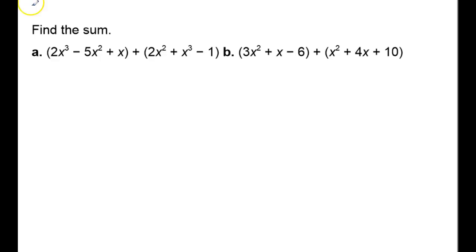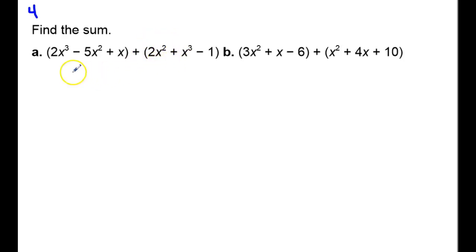So here we're going to start finding the sum and difference, right? We're going to be adding and subtracting. So find the sum. This is example number 4. So let's look at part A. I've got my 2x cubed minus 5x squared plus x, plus the quantity 2x squared plus x cubed minus 1. So the first thing I want to do is get all the terms in order in rows so that I can add them. So I'm going to leave this first term where it's at and then move the pieces of the second term so they fit in.